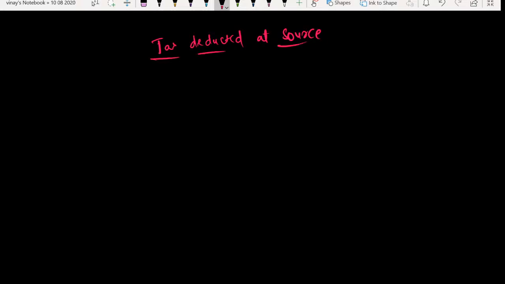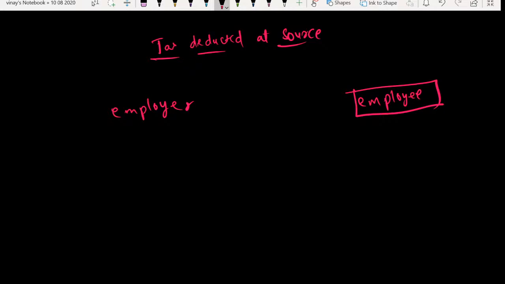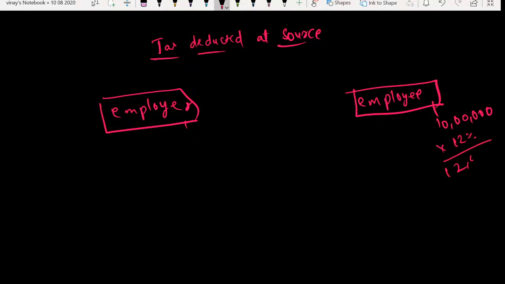Generally what happens, for example, I take a salary. Just for convenience we are taking salary. So for example, here is an employer, here is an employee. For example, his salary was 10 lakhs. Imagine, don't imagine slab rates and all this stuff, just imagine the tax rate in India was 2%, or 1%, or imagine the tax rate was 12%. So he has to pay 12,000 tax on this particular 10 lakhs.